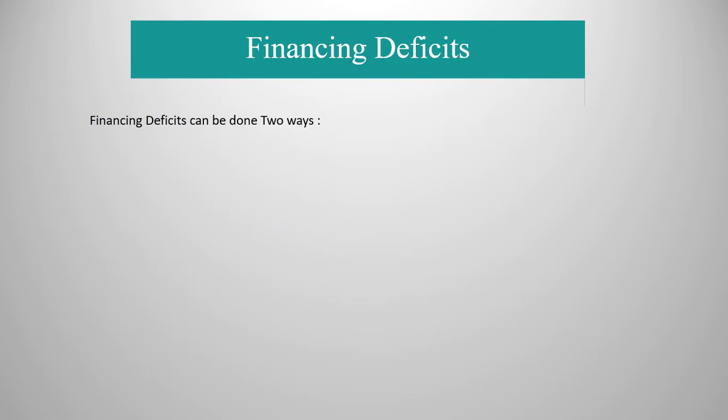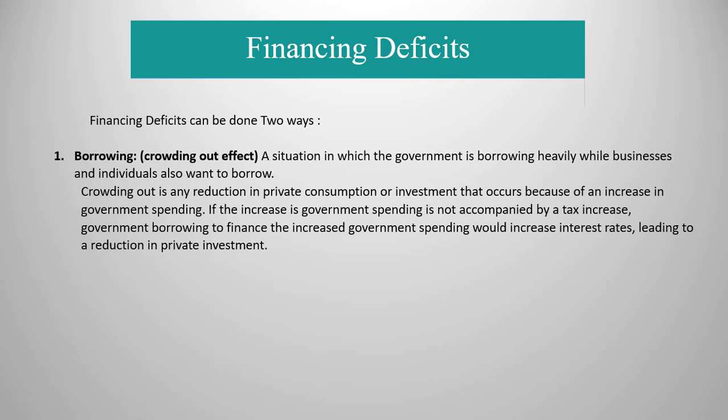Financing deficits. Financing deficits can be done in two ways. 1. Borrowing. Crowding out effect: a situation in which the government is borrowing heavily, while businesses and individuals also want to borrow. Crowding out is any reduction in private consumption or investment that occurs because of an increase in government spending.